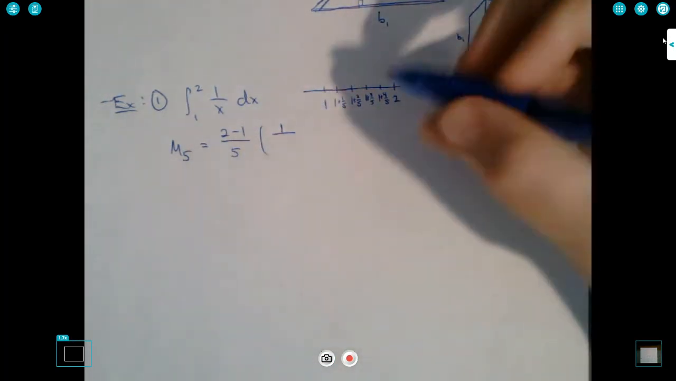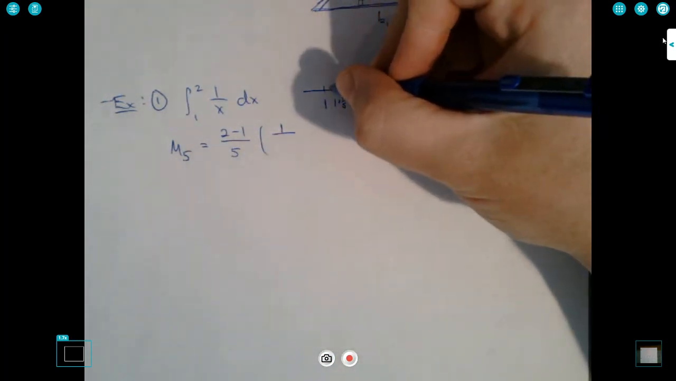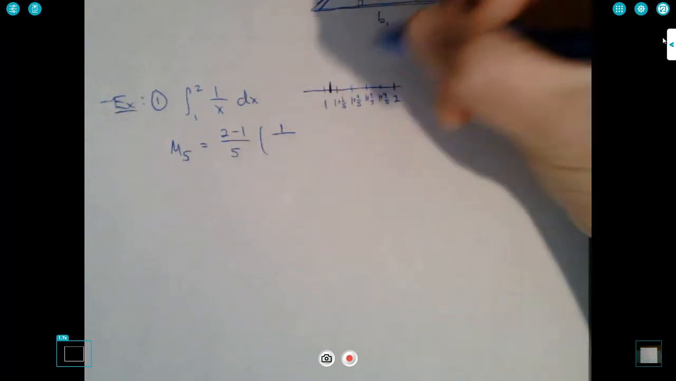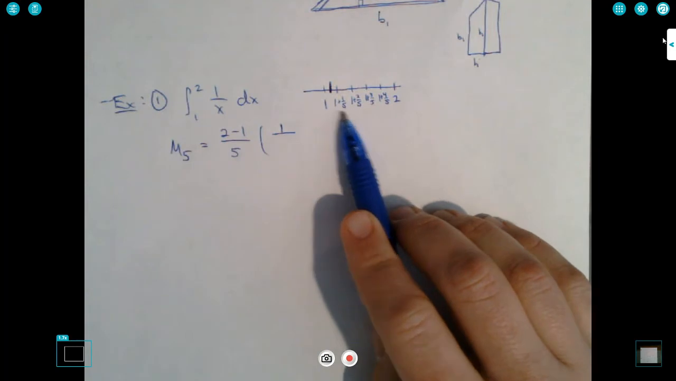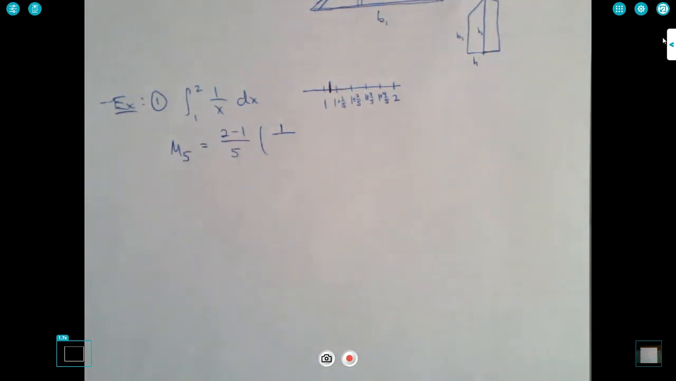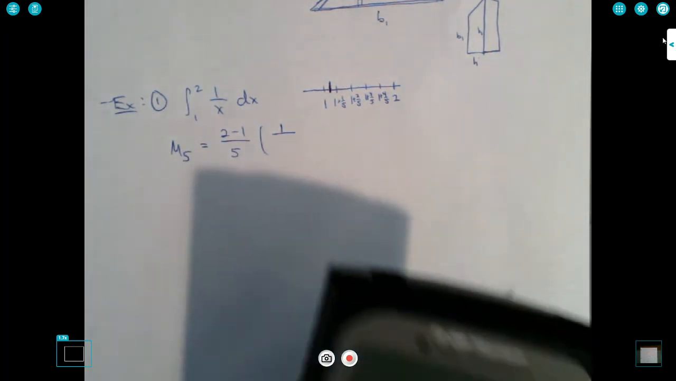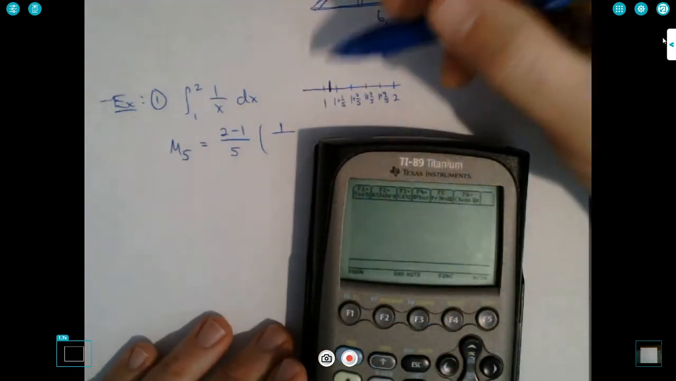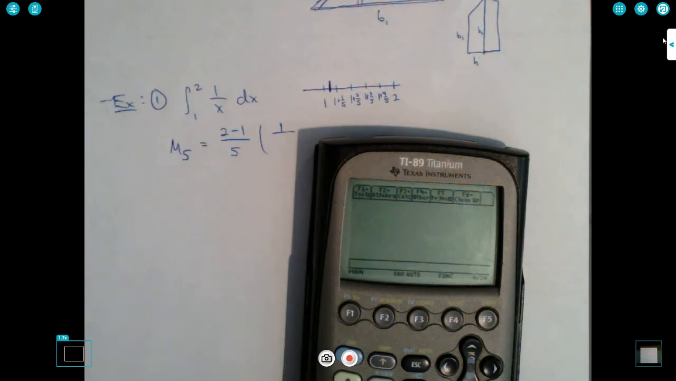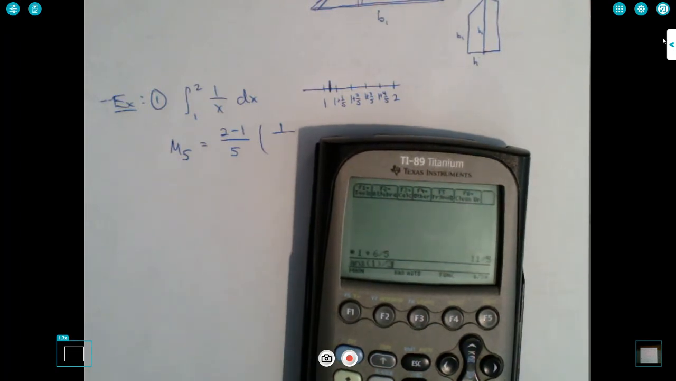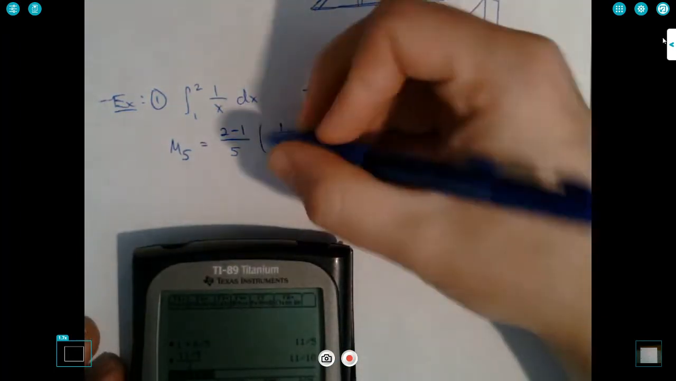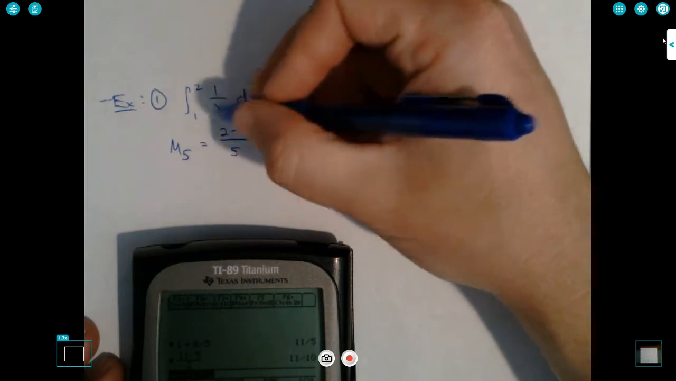Oh, that's right, I'm doing midpoint, so I've got to get the midpoint. What's right in between 1 and 1 1/5? Well, I'm going to use my calculator. The average value of 1 and 6/5, (1 plus 6/5) divided by 2, is 11/10. So my first midpoint is 11/10, and I'm plugging it into f of x.